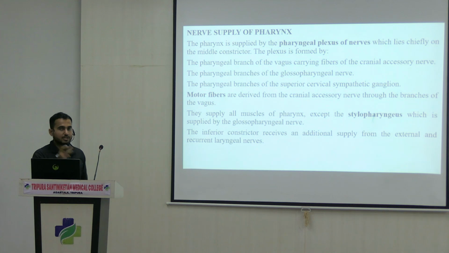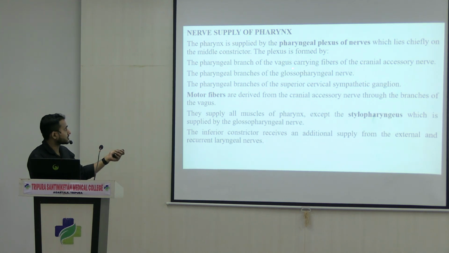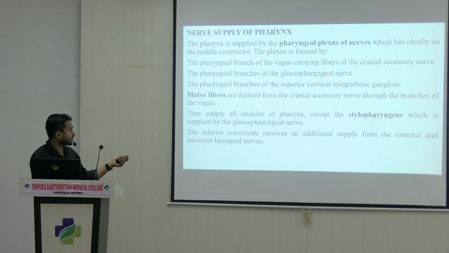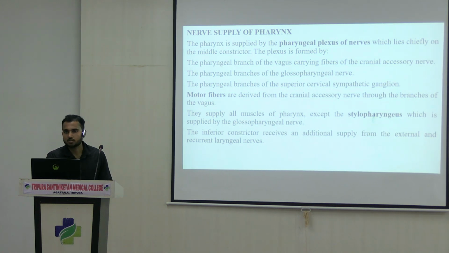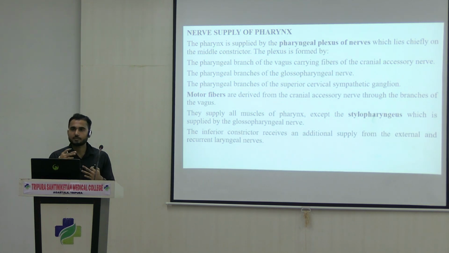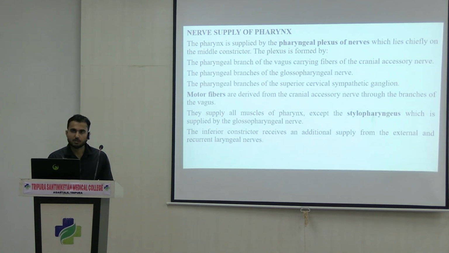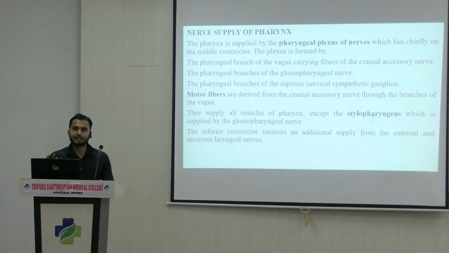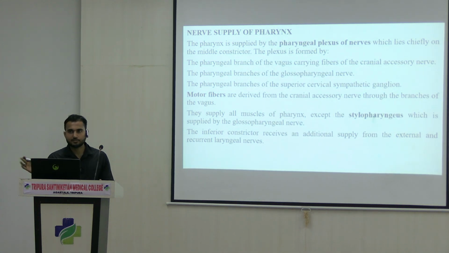Okay, so three different nerves are there, as you can see. Pharyngeal branch of the vagus, which are carrying fibers from cranial accessory or the 11th cranial nerve. Then pharyngeal branch of glossopharyngeal and pharyngeal branch of superior cervical sympathetic ganglion. Okay, so these branches will come and they will form the pharyngeal plexus, and from pharyngeal plexus the pharynx is supplied. Okay, now so different aspects of the pharynx are there. For example, muscles are there, glands are there, taste sensations are there. Okay, so the nerve supply will be different.